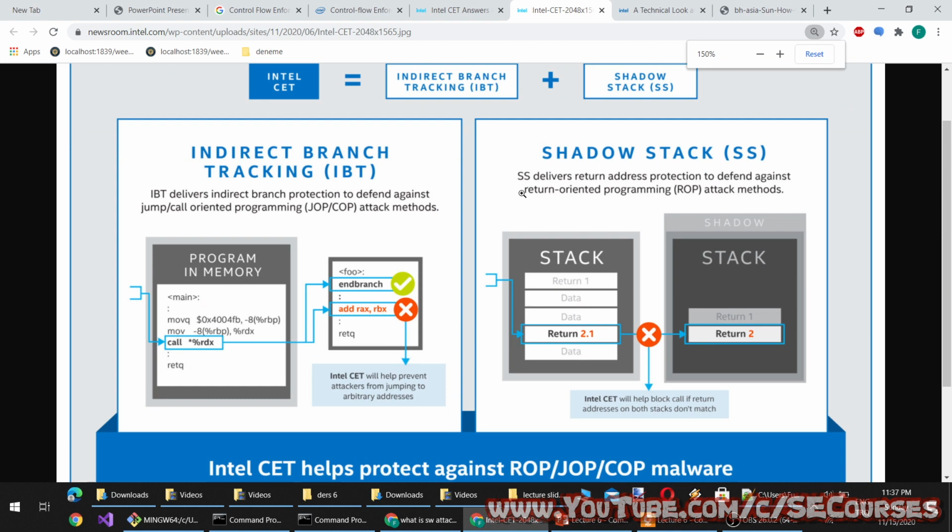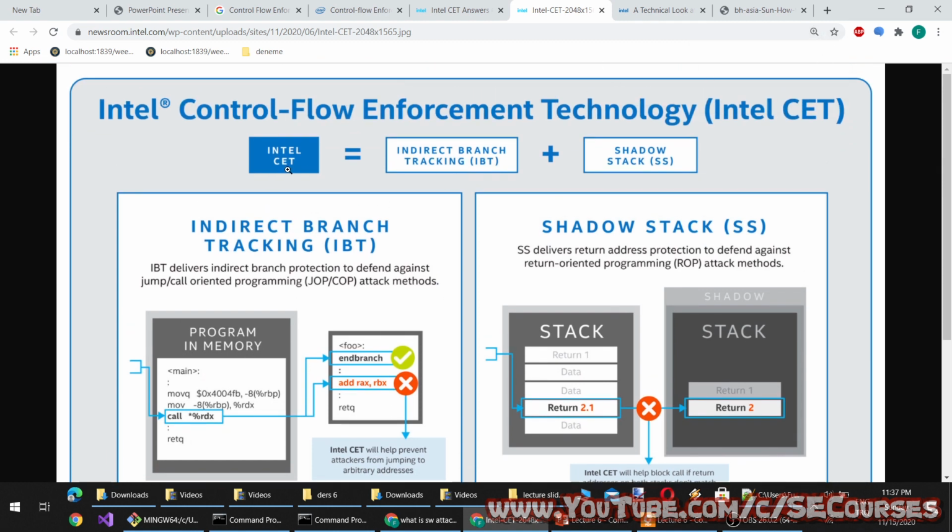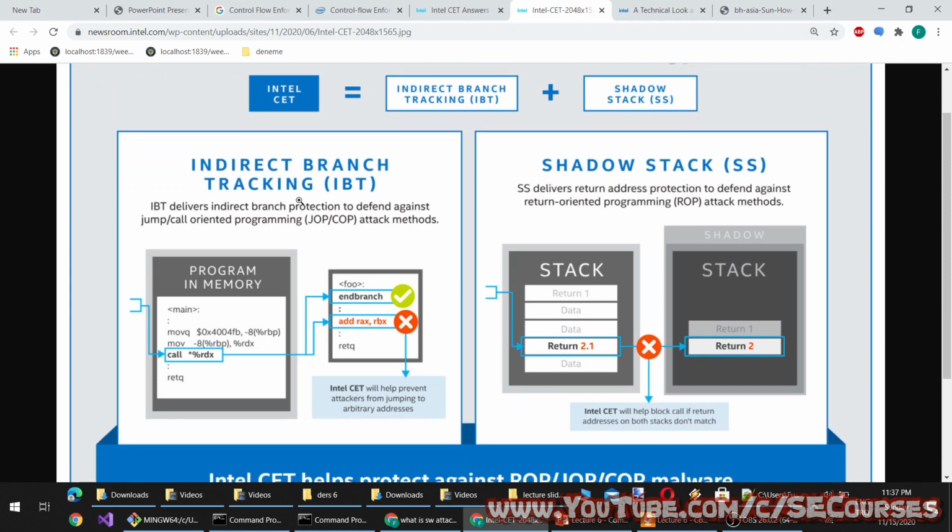Okay, so this is a pretty big picture. So Intel CET equals indirect branch tracking (IBT) plus shadow stack (SS). Indirect branch tracking, IBT, is indirect branch protection to defend against jump/call-oriented programming. Okay, we have seen this. So in program memory, call *%rdx and branch and add %rbx. Intel CET will help prevent attackers from jumping to arbitrary addresses. Okay, so this will prevent jumping to an arbitrary address, a certain address. I think it is pretty clear.